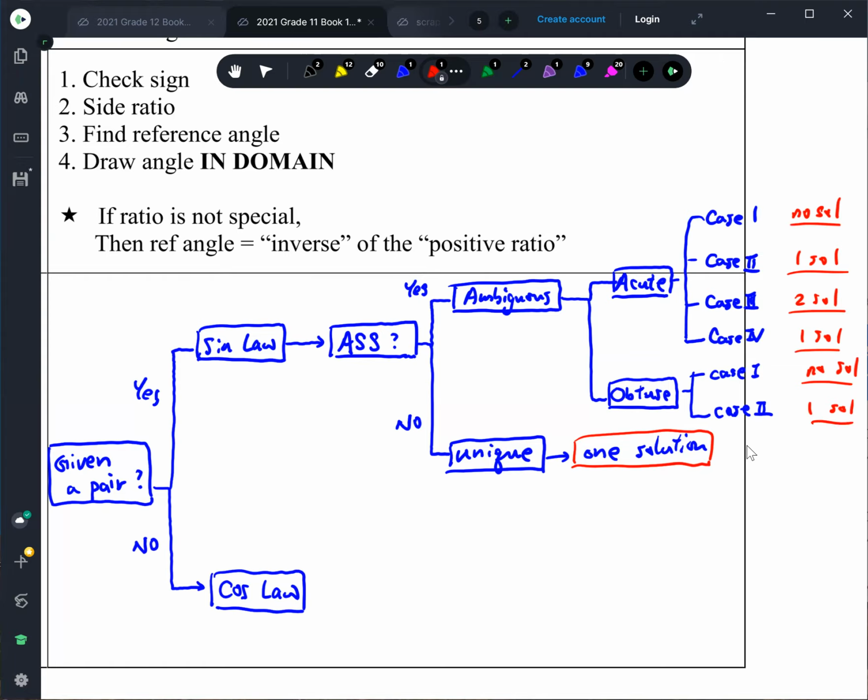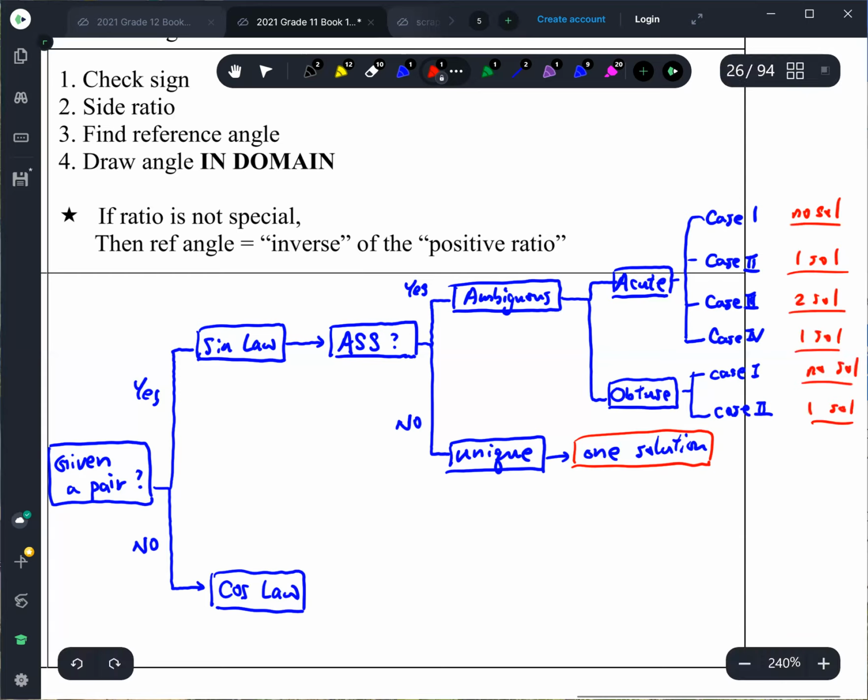So this just gives you a general idea. And then once you get to cosine law, raise your hand if you copied everything so far.